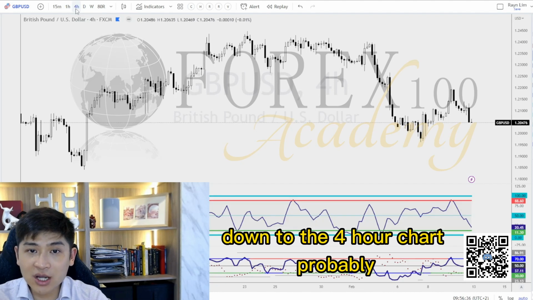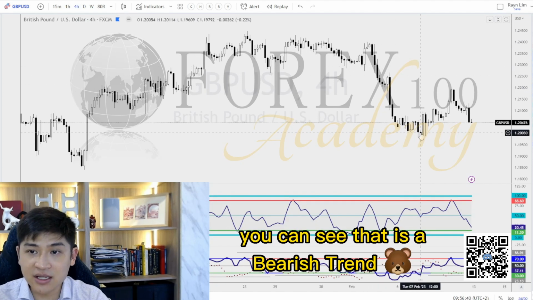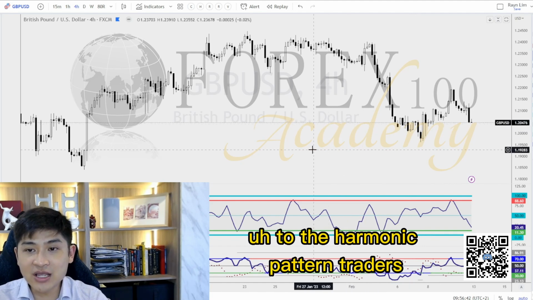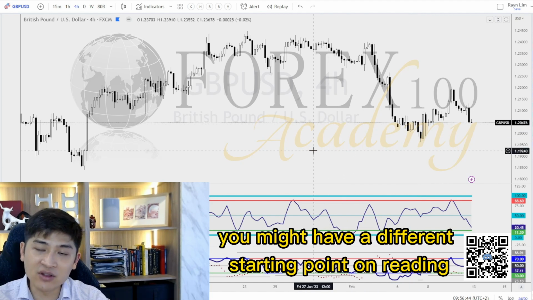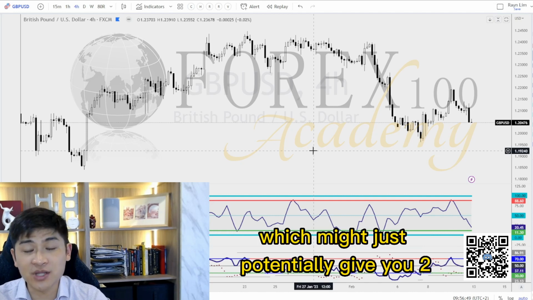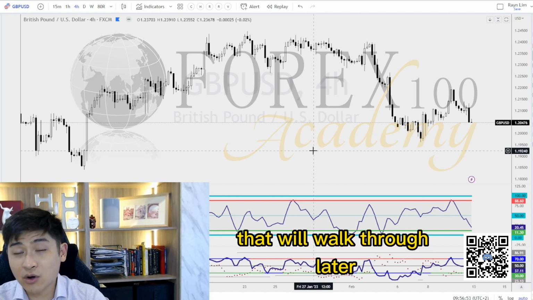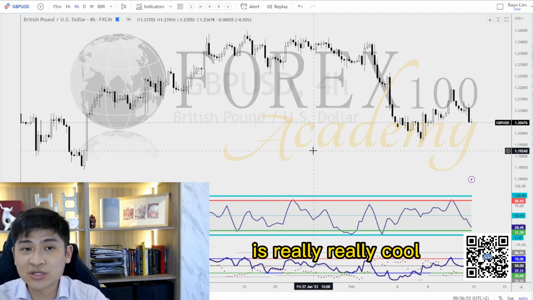Down to the 4-hour chart, what we see over here is a bearish trend. You can see that it's a bearish trend. To the harmonic pattern traders, you might have a different starting point on reading the analysis, which might potentially give you two exactly different setups that we'll walk through later. For this example, it is really cool.